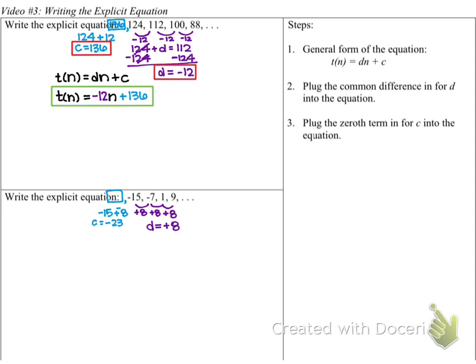Then from here, we're going to write the equation. So T of n is equal to dn plus c. Keep the T of n notation. Keep the n, and now let's plug everything in where it goes. So the common difference was 8, and the 0th term was negative 23.